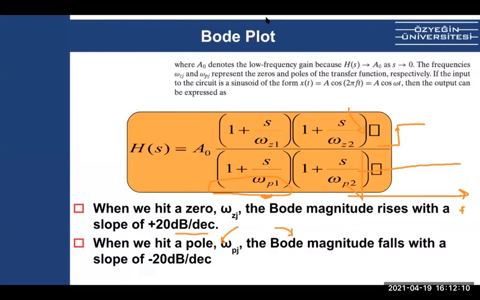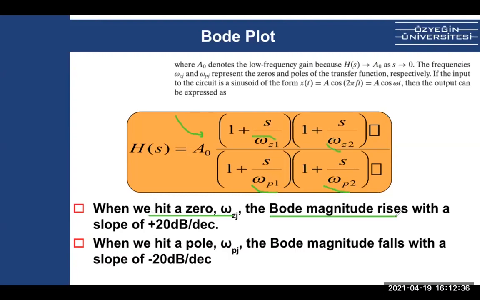So now we jump to the Bode plots, and the Bode plot is important because you can represent your circuit in terms of the characteristics of that circuit, how good you can host it, right? So these are poles and these are zeros. So what do they mean? When we hit a zero, the Bode magnitude rises with 20 dB per decade.